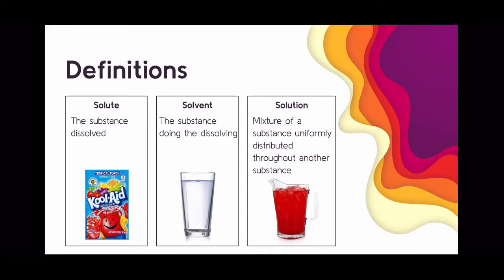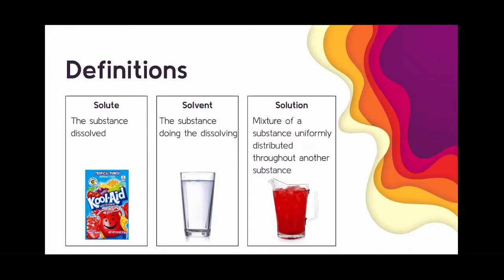So my example here, for a solute, the substance being dissolved, let's say that I have a packet of Kool-Aid powder, okay? My solvent, the substance that is going to dissolve that packet of Kool-Aid powder, is going to be water. And when I mix the solute and the solvent, I produce a solution, also known as Kool-Aid, okay?